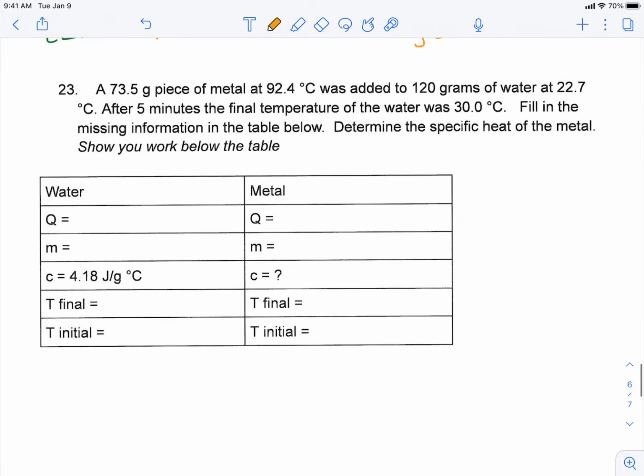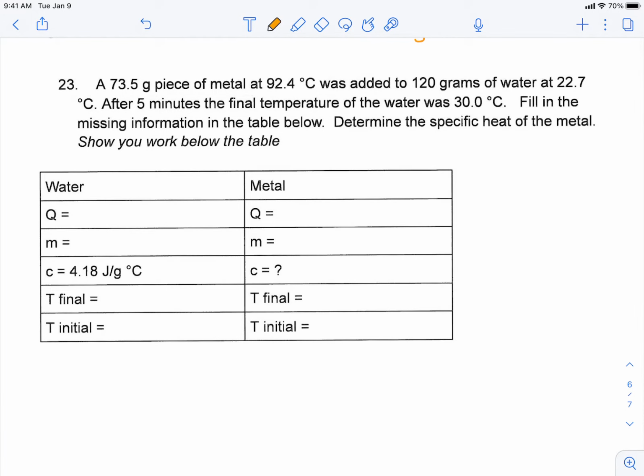All right. For our last one, we've got a piece of metal at 92.4 degrees is added to 120 grams of water at 22.7 degrees C. After 5 minutes, the final temperature of the water was 30. Fill in the table, determine the specific heat of the metal.